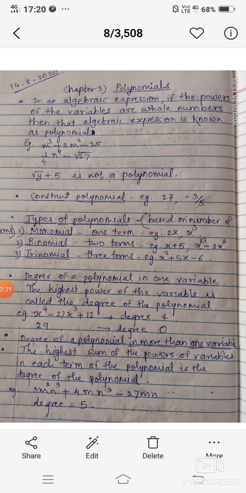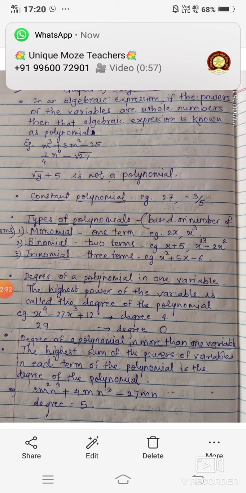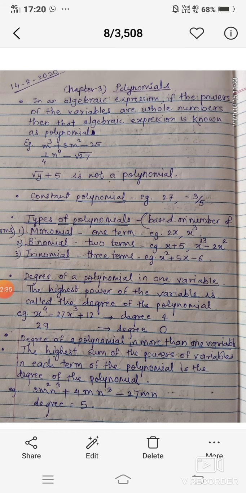Degree of a polynomial, if there is more than one variable: the highest sum of the powers of variables in each term of the polynomial is the degree of the polynomial. For example, 3m square n cube plus 4mn cube minus 27mn. In this polynomial, the degree is 5 because in the first term, m square n cube, the addition of 2 and 3 is 5. In the second term, m raised to 1 n cube, the addition is 4. And in the third term, mn, the addition is 2. So 5 is bigger, so the degree of that polynomial is 5.